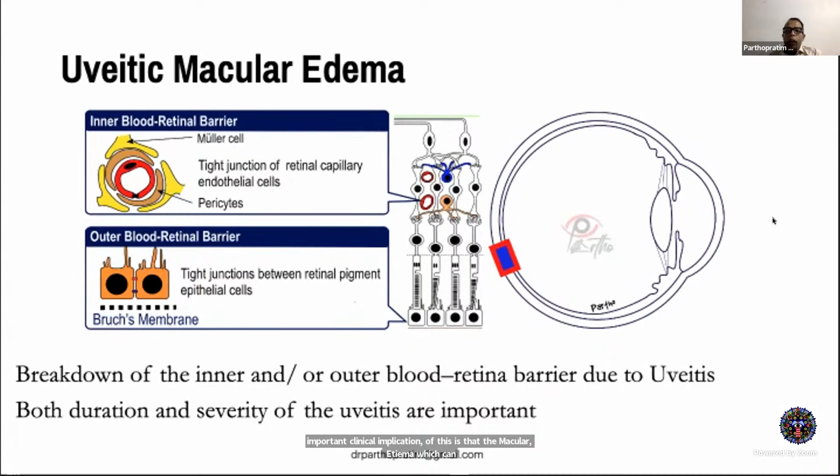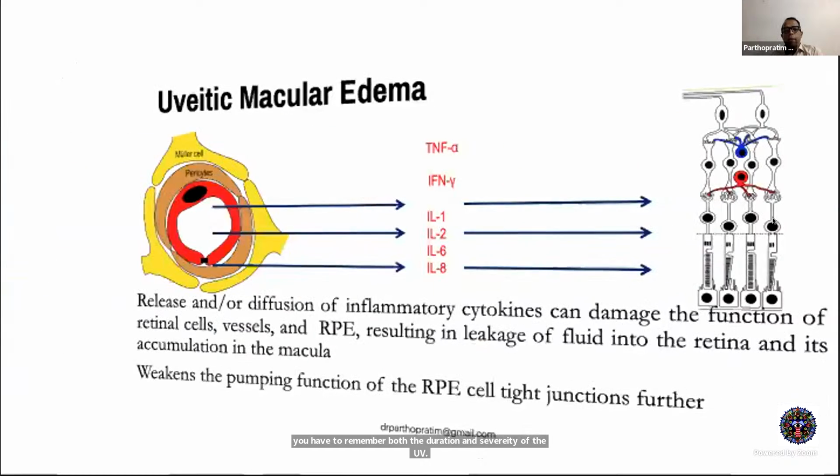Now, in uveitis, the macular edema, first of all, is a non-specific sign. It can occur in many conditions. Uveitis or inflammation is one of the most important causes. It can result from the breakdown of the inner and outer blood retinal barrier due to the uveitis. And you have to remember both the duration and severity of the uveitis play an important role in the causation of this uveitic macular edema.